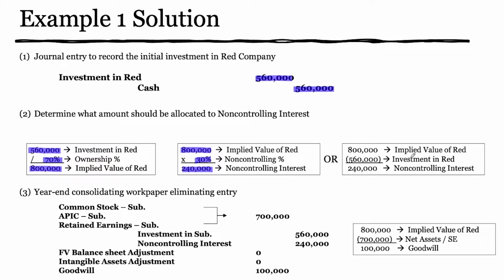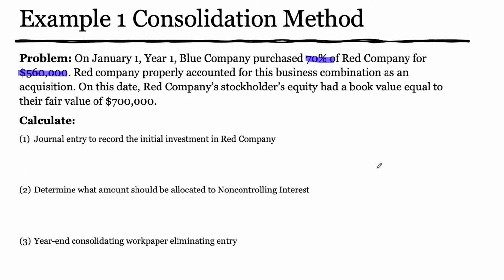We could also solve for this by just taking our implied fair value of Red Company at $800,000 and subtracting out our investment in Red Company of $560,000, which leaves us with the same answer of $240,000 being allocated to non-controlling interest. Next, we're going to want to figure out the year-end consolidating work paper eliminating entry.